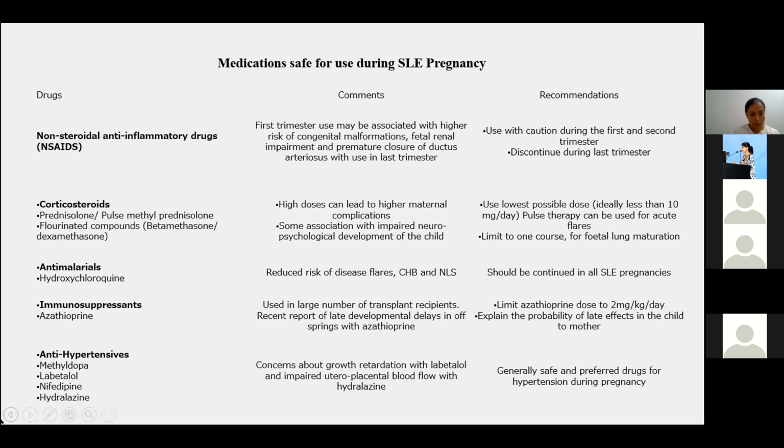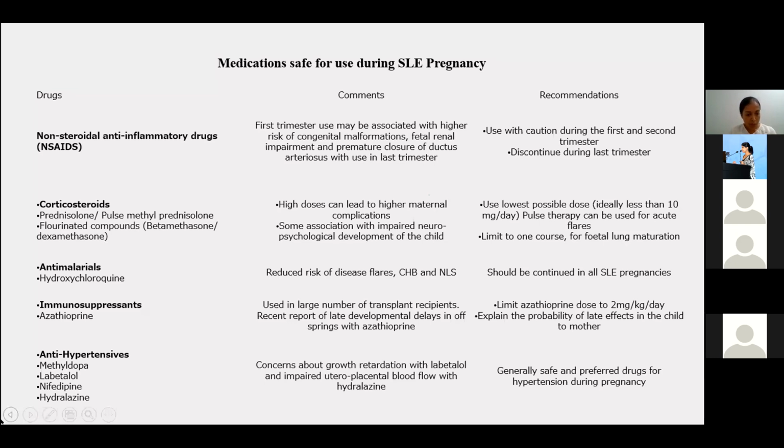Among all immunosuppressants, azathioprine is said to be safe. This was assessed in a large number of transplant recipients. However, there are some reports of late developmental delays in offspring with azathioprine. The dose should be limited to 2 mg per kg per day. We can't go for very high doses. And the late effects in the child should be explained to the mother. Even though it's a probability, it should be explained to the mother.